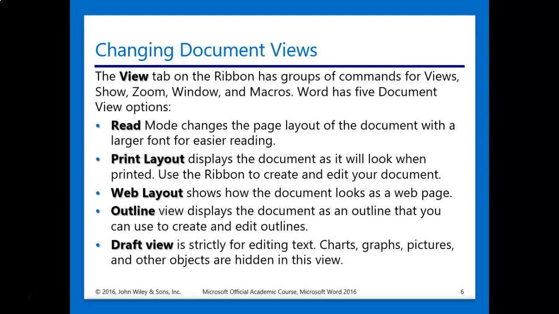And then you have print layout. That displays the document as it will appear when printed. And then you have web layout. It shows how the document looks as a web page. And then outline view displays the document as an outline that you can use to create and edit outlines. Draft view is strictly for editing text. This means that you cannot see charts, graphs, pictures, and other objects because they will be hidden from your view.